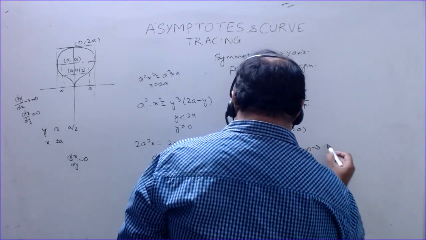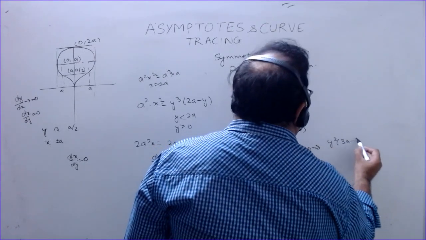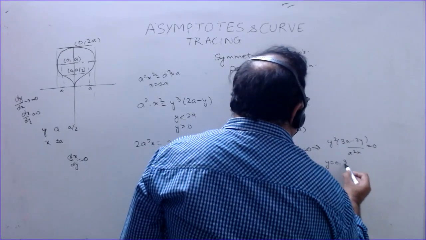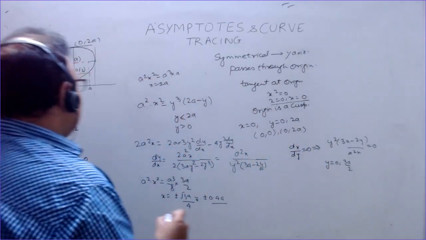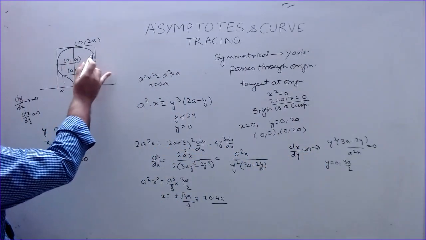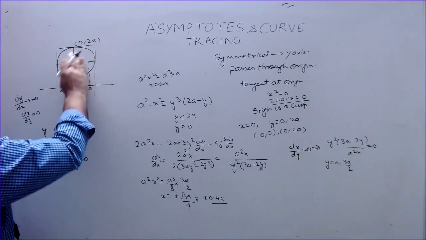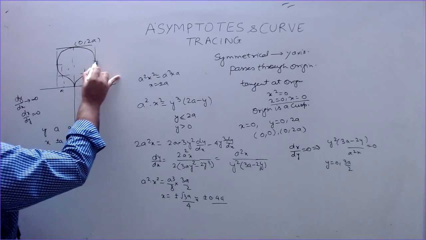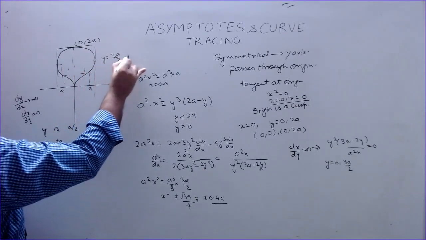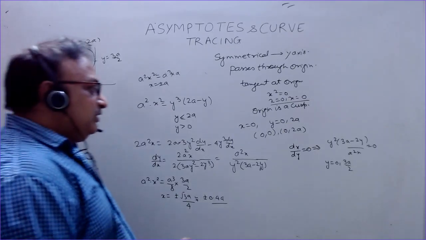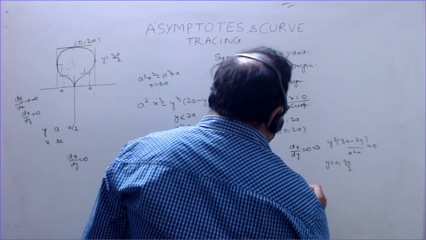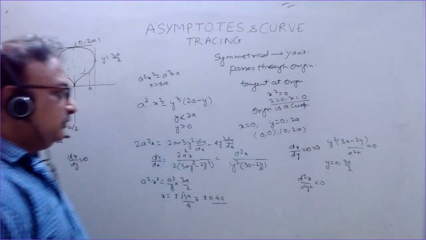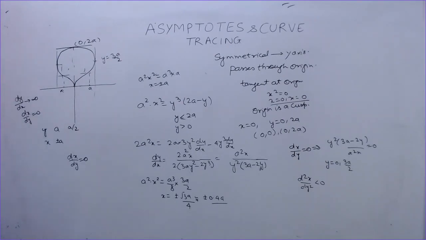So this gives us y square into 3a minus 2y over a square x equal to 0. So y is 0 and 3a by 2. So y is 0 at this point and 3a by 2 somewhere here. So it means this is y equal to 3a by 2, and for this, if you check the second derivative, this should also be negative.